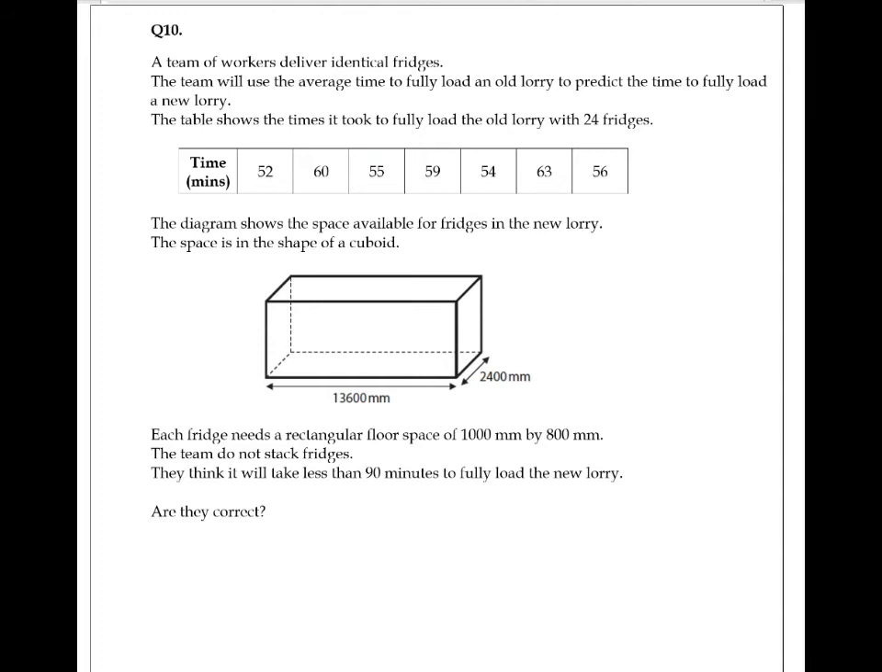Question 10. A team of workers deliver identical fridges. The team will use the average time to fully load an old lorry to predict the time to fully load a new lorry. The table shows the times it took to fully load the old lorry with 24 fridges, and we've got the times here. The diagram shows the space available for fridges in the new lorry. The space is in the shape of a cuboid. Each fridge needs a rectangular floor space of 1000 millimeters by 800 millimeters. The team do not stack fridges.